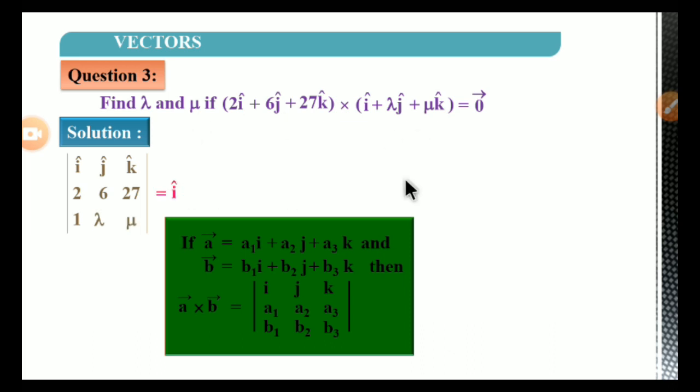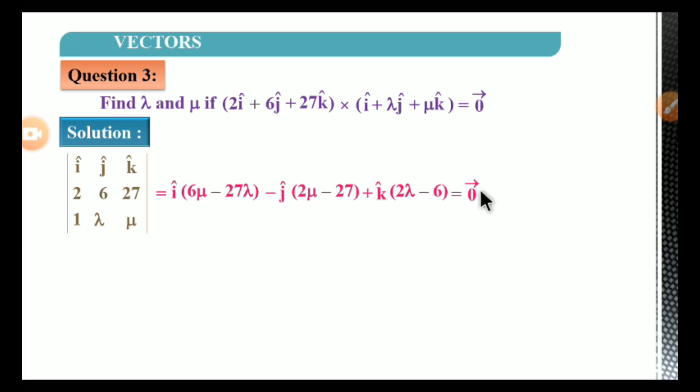So that is equal to, after the simplification, i into 6 mu minus 27 lambda, minus j into the bracket of 2 mu minus 27, plus k into the bracket of 2 lambda minus 6. So that will be equal to the 0 vector.